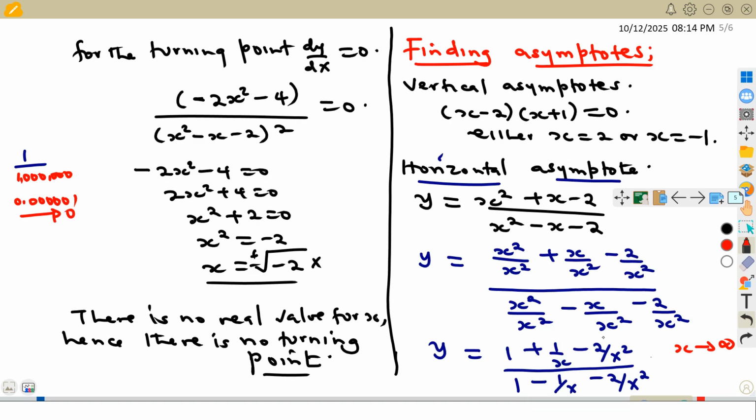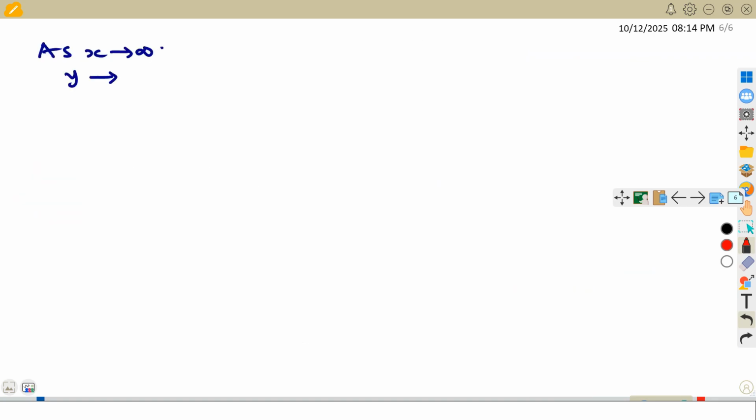So which means that this will be tending to 0, this will be tending to 0, this will be tending to 0, this will also be tending to 0, because 1 divided by a big number tends to 0. So as this tends to 0, your y will be tending to 1 divided by 1, because 1 plus 0 minus 0 remains 1, 1 minus 0 minus 0 remains 1. So as x is tending to infinity, y is tending to 1.